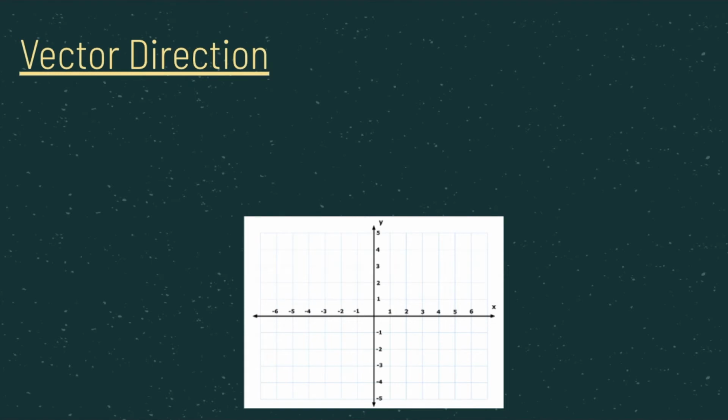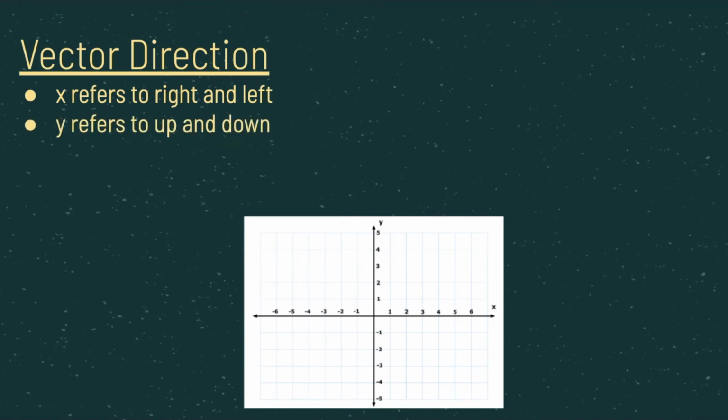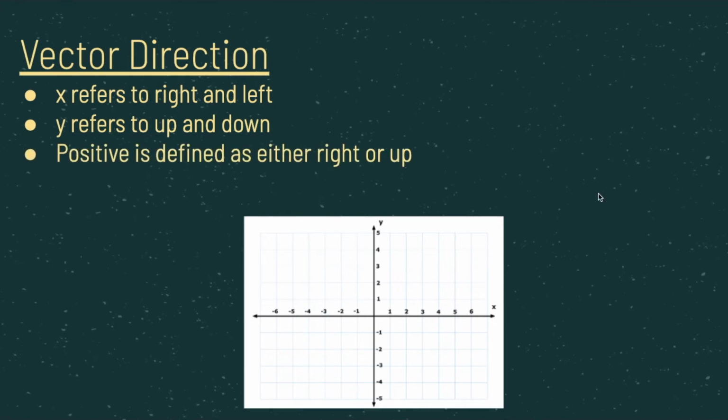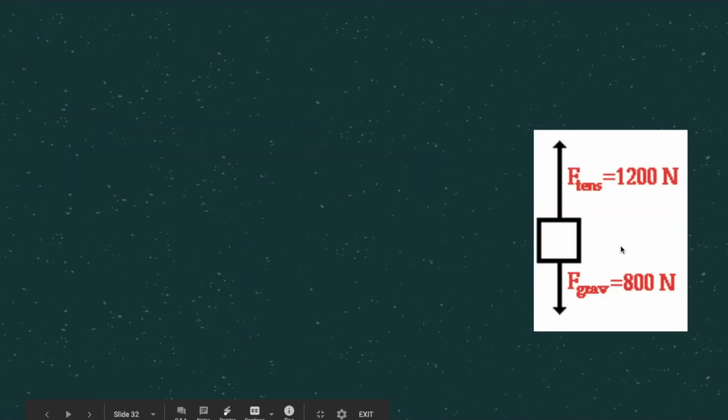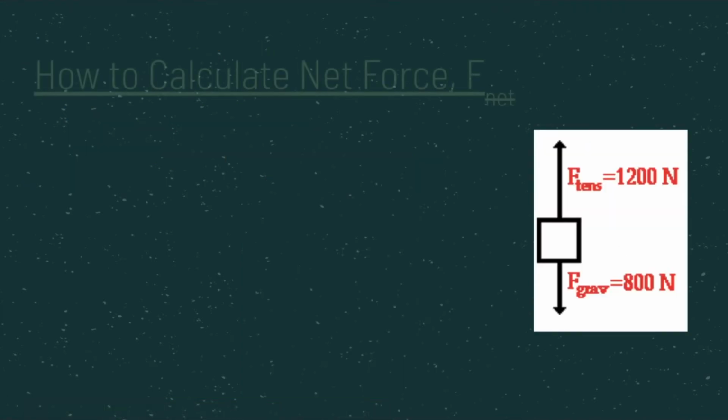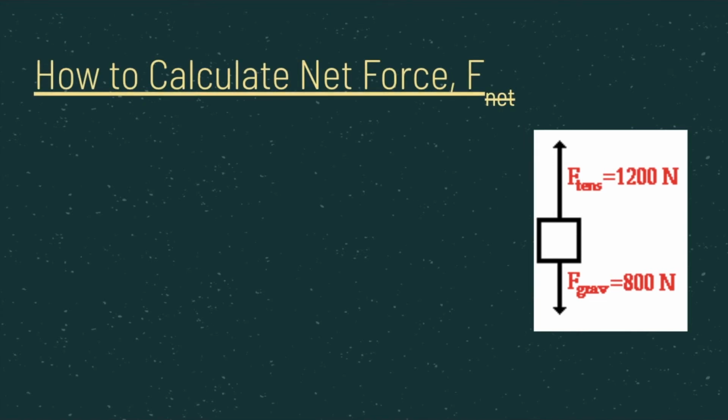Direction-wise, we do math conventions. X refers to right and left, just like it does in math. Y refers to up and down, just like it does in math. Positive is going to be defined as either right or up, and negative is going to be either left or down, just like in math. So here's how we do net force then. First off, when you want to calculate net force, it's good to have a free body diagram already drawn, like the one on the right here.